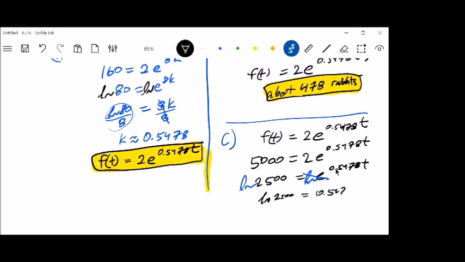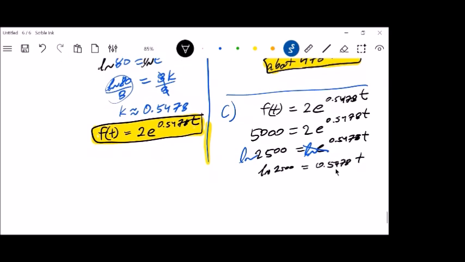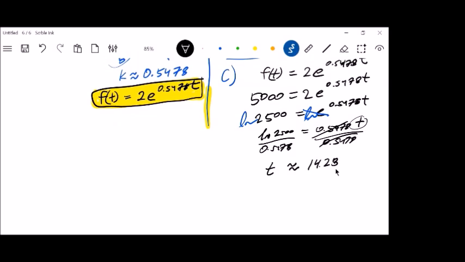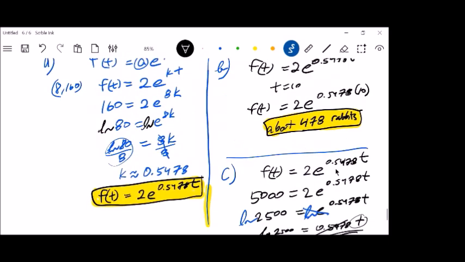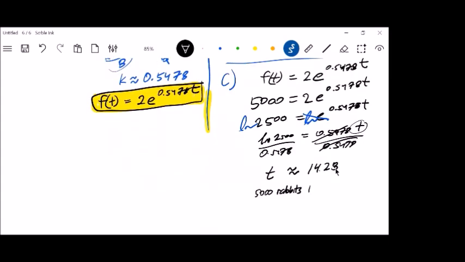Equals 0.5478t. Let's divide by that, 0.5478. So here it goes away, 0.5478. So we just have t left here. So t is approximately, when you work this out, is 14.28. So we would say 5,000 rabbits in a little more than 14 years.